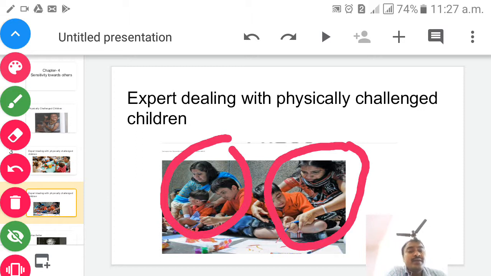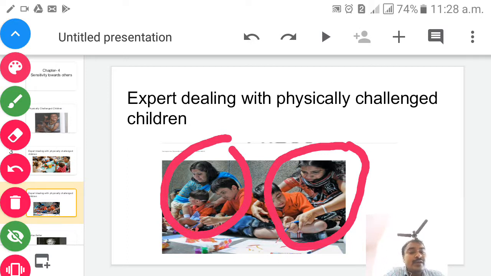So when we interact with physically challenged children, we should remember some points, children. Which are the points here? We will see now. A positive attitude of the people around them. Always the physically challenged children should be surrounded with positive people, but not with negative people. If they are surrounded with positive people, no doubt they will become comfortable. If they interact with negative people, no doubt they will be uncomfortable, you can say.